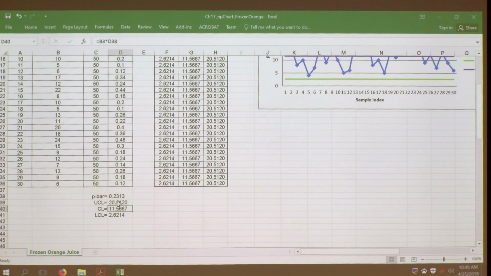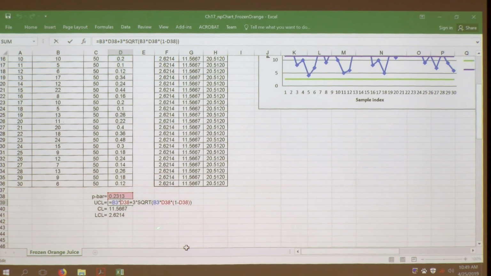Then we will have the upper control limit. The upper control limit will be NP plus 3 square root of NP(1 minus P). So this is my P bar. My sample size is N, 50. So 50 times P bar, this is NP. And then plus 3, because why 3? 3 standard deviation lines. And then square root, this is NP(1 minus P).